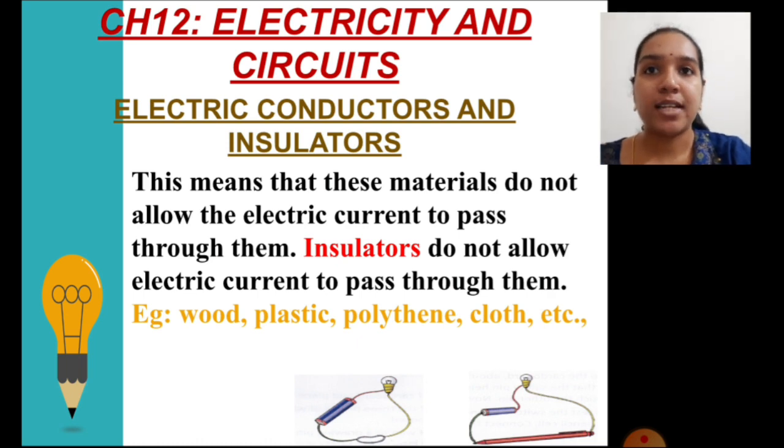Many such objects did not make the bulb glow when tested. That means those objects do not allow the electric current to pass through them, and they are called insulators. Insulators are those materials which do not allow electric current to pass through them. Example: wood, plastic, polythene, etc.